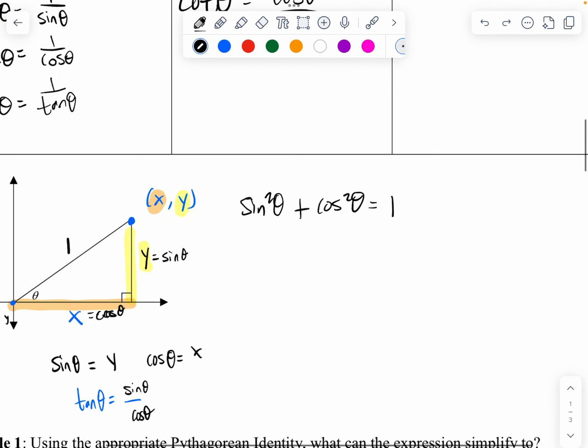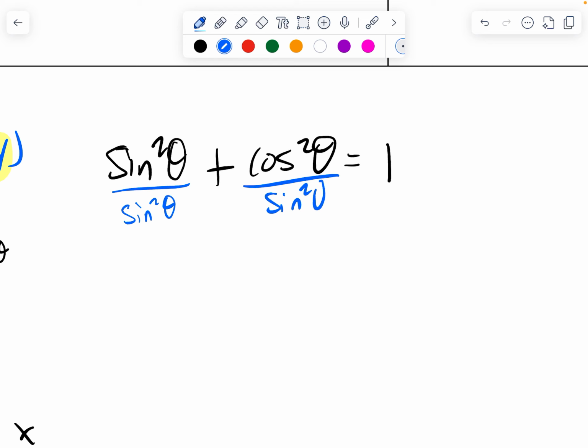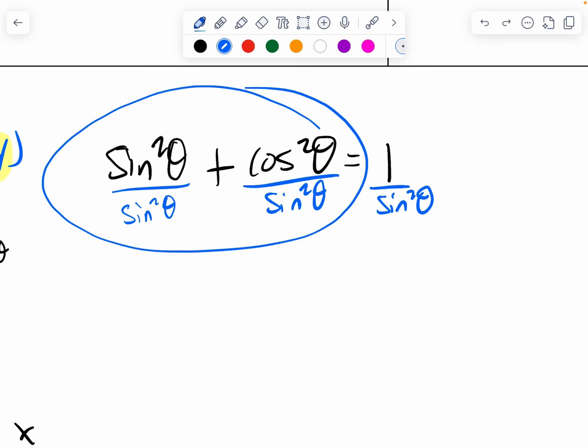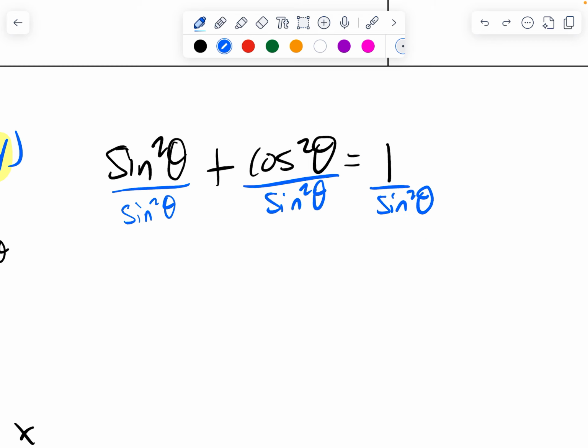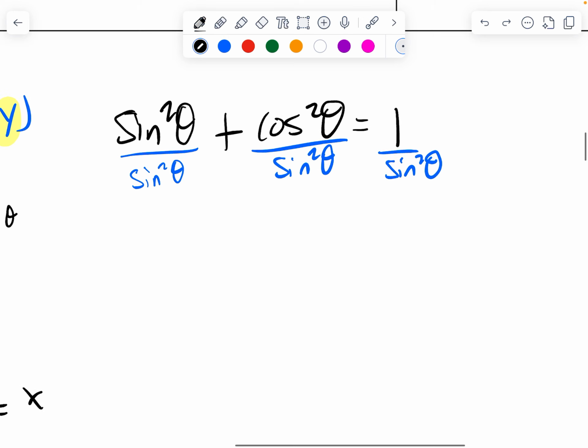So, just for fun, what if I decided to divide by sine squared on every single term, right? Totally valid because you have an equation, right? What you do to one side, you do to the other. You don't get to pick and choose division, so if you do it to one, you do it to all, right? On the furthest left, we get sine squared over sine squared. Same thing over the same thing as 1.